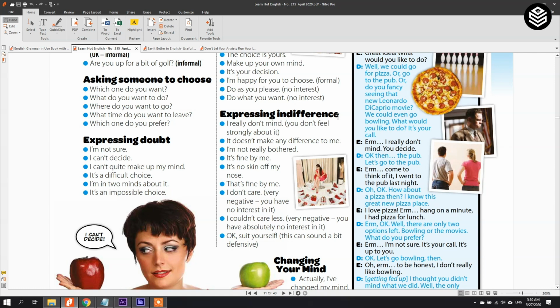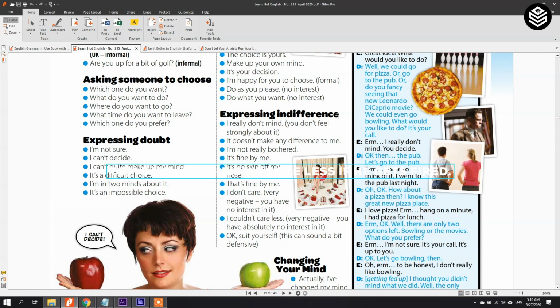I don't care. Very negative. You have no interest in it. Usually you have to avoid the sentence I don't care. But maybe you can use it between two close friends. Usually it's better to avoid. You are showing not only that you don't have any interest, but in a very negative way you are telling I don't care.